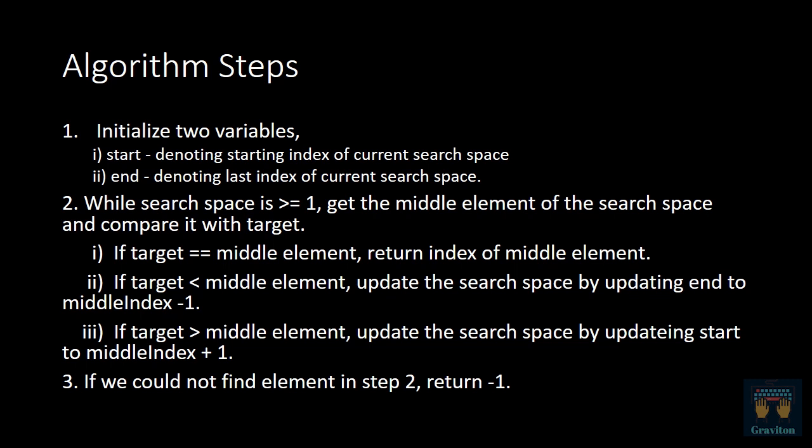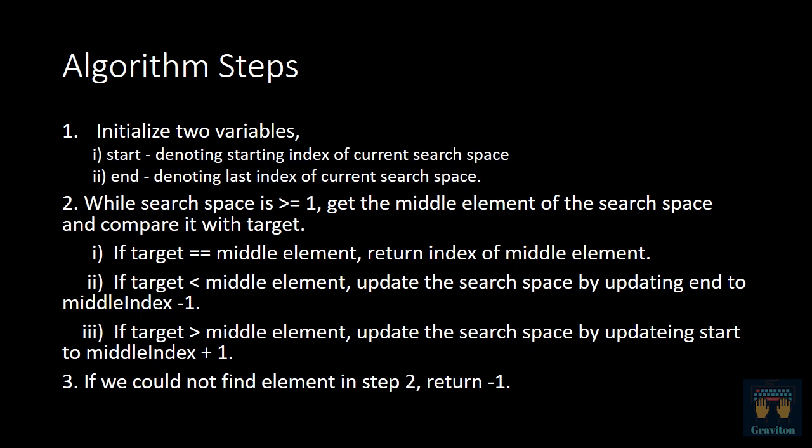Then while the search space size is greater than or equal to 1, we will take out the middle element. We will compare the middle element with the target. If the target is equal to the middle element, we will return the index of the middle element. If the target is less than the middle element, we will update the search space by updating end to middle index minus 1. Why are we doing this? Because we know that the target can only lie to the left of the middle element. So we will say the last index of our search space is middle index minus 1.